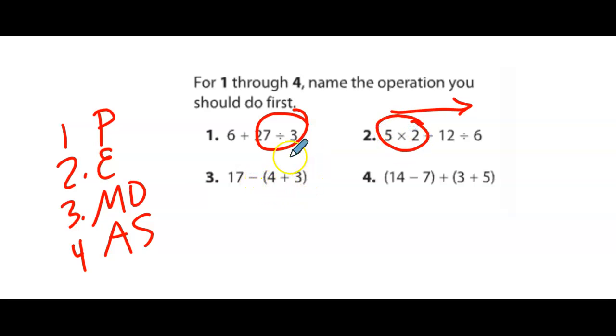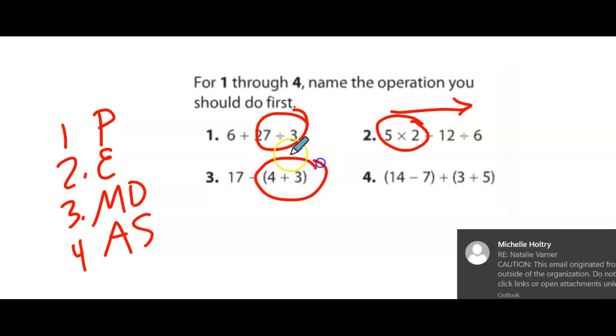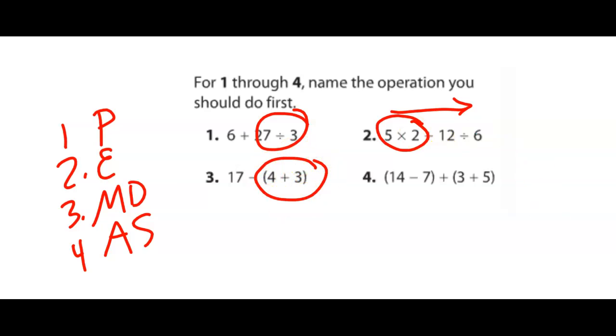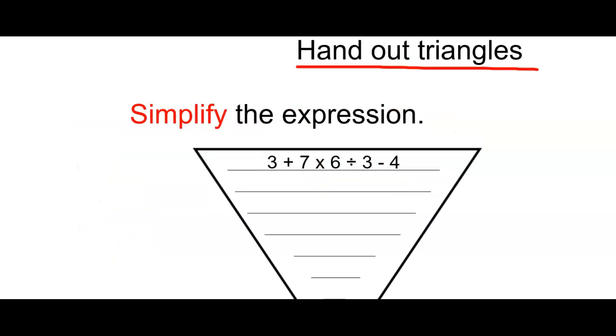And in question 3, I have parentheses. So I'm going to do the parentheses first. And in my fourth one, I have 2 sets of parentheses. So what do I do? It's the same kind of rule. You're going to go left to right. So you're going to do the parenthesis on the left before you do the parenthesis on the right.